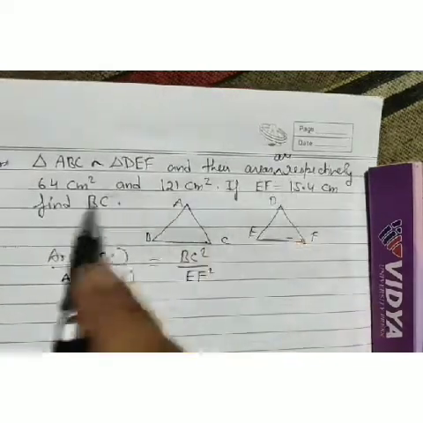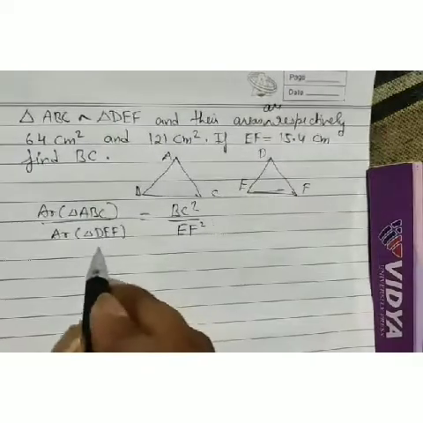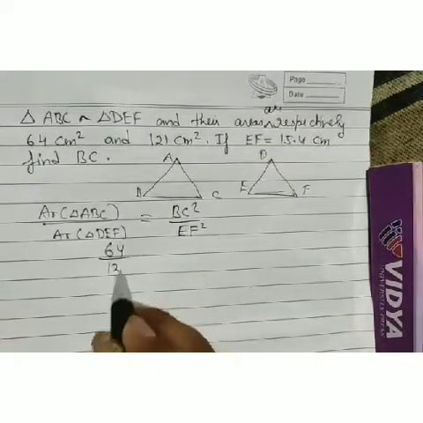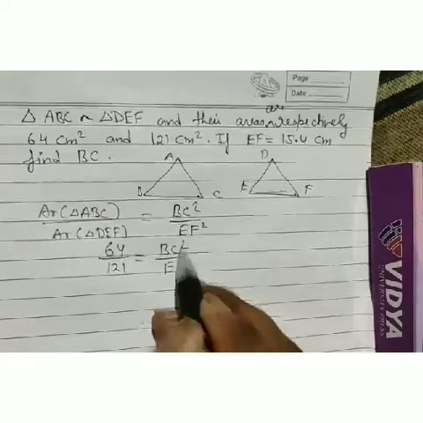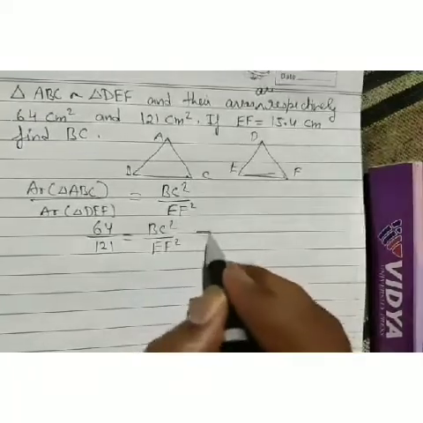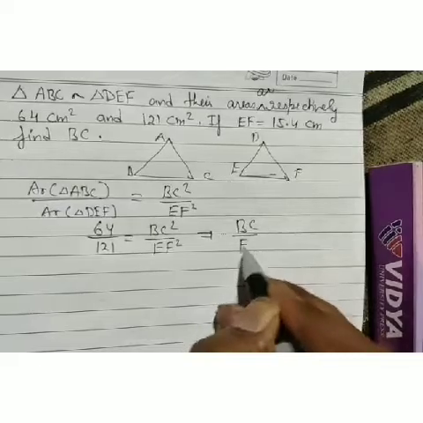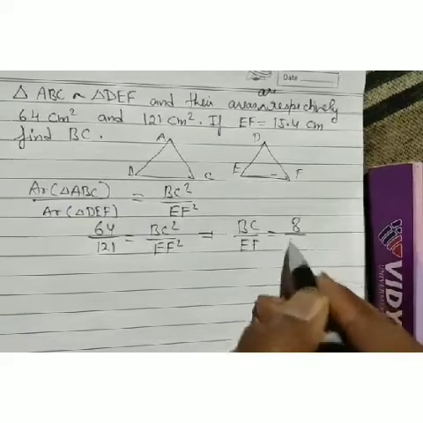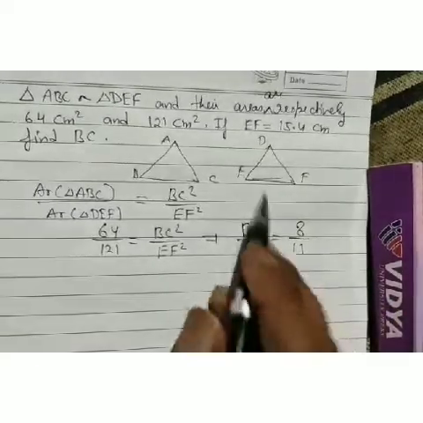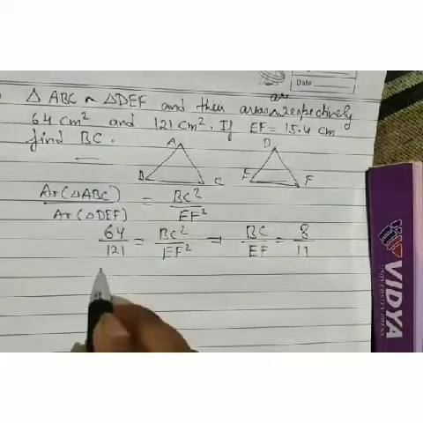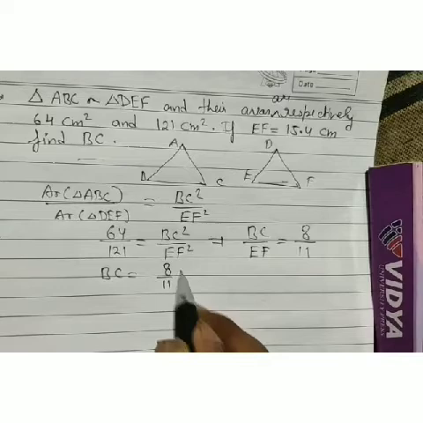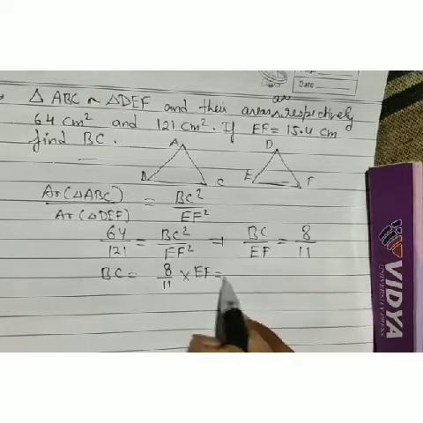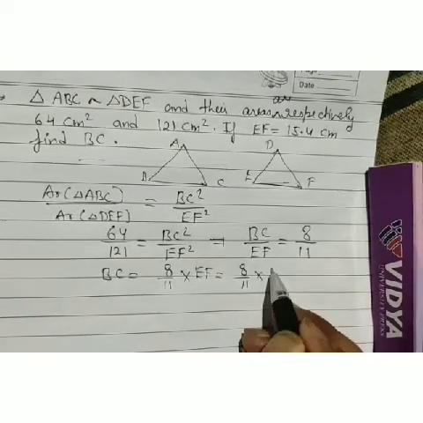Now the areas given there are 64 and 121. Putting it here, 64 and 121 is equal to BC square is to EF square. Now we are taking the square root of both sides. Then what do we get? We get BC is to EF is equal to 8 is to 11. Now we need BC. Then our BC is given by 8 by 11 into EF, means 8 by 11 into what is the value of EF?